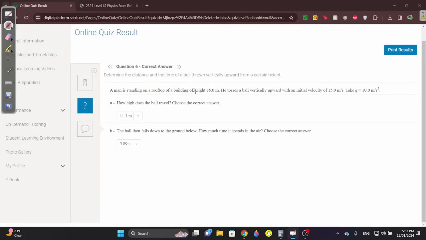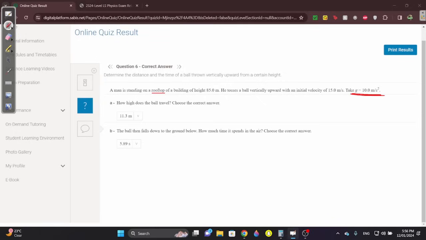A man is standing on a rooftop of a building of height 85. He tosses a ball vertically upward with an initial velocity of 15 meters per second. I don't think this one will come, but I'm still gonna solve it because it was in the AMS quizzes. So a man is standing on a rooftop, and I already read all of this.